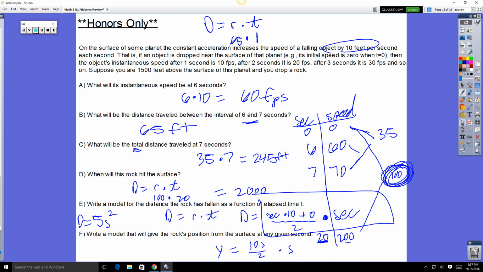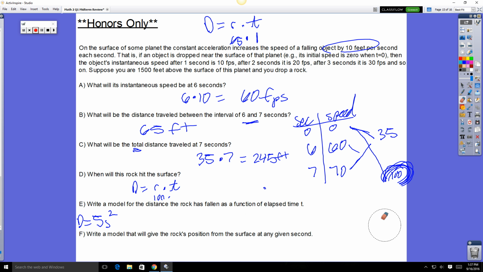And then F, we can do F, and then we'll go back and do D. Alright, so F. If you want the position and you know the distance, so if this distance was 2 grand, then if I want its position, I take what I dropped it from. I dropped it from 1500 and I minus 2 grand, and that object is 500 feet below the surface.